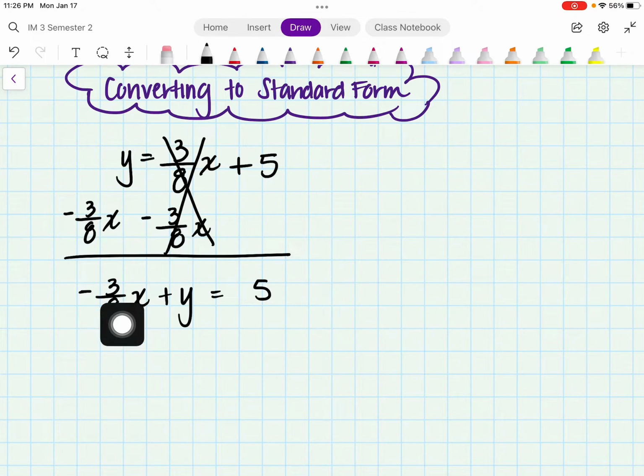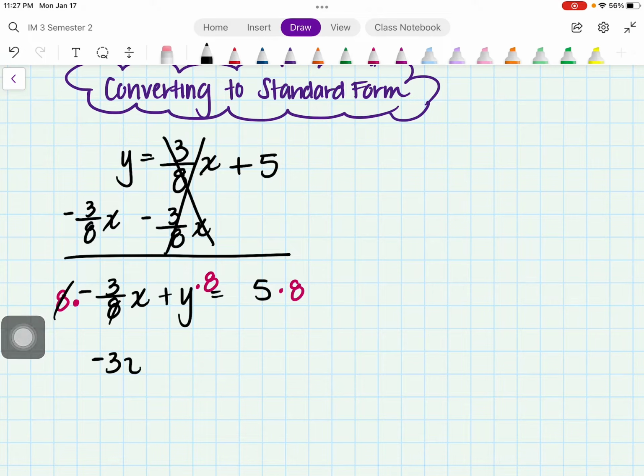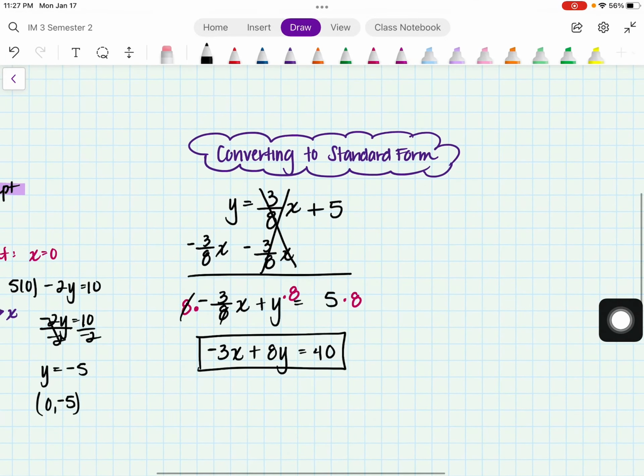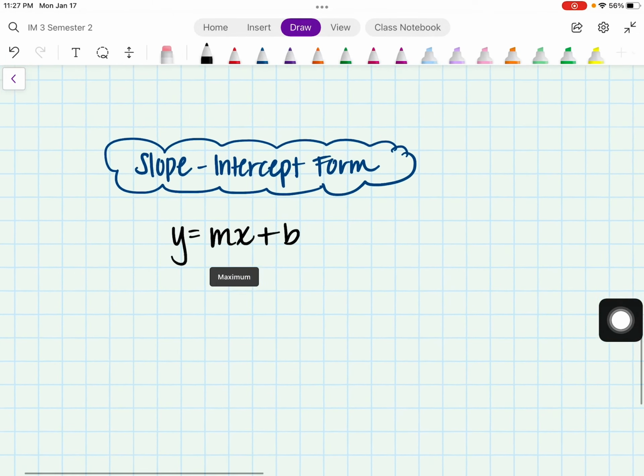When you are writing in standard form, they don't like fractions, so we want to get rid of the fraction. To do that, you multiply each term by your denominator. The denominator in this case is 8. So multiply this by 8, this by 8, and that by 8. That cancels the 8's and leaves me with negative 3x plus 8y equals 40. From there, we could solve for the x- and y-intercept.